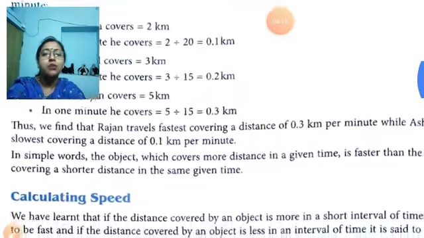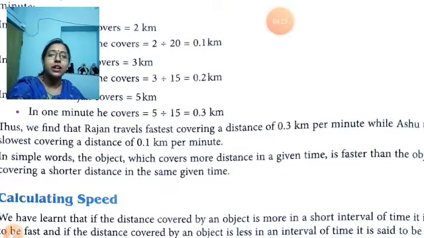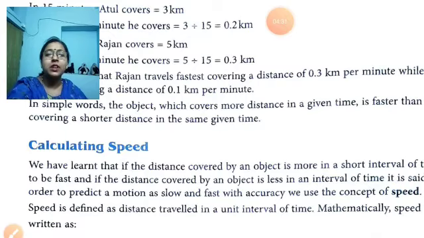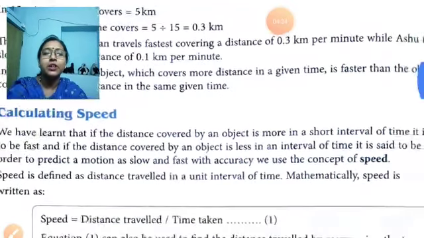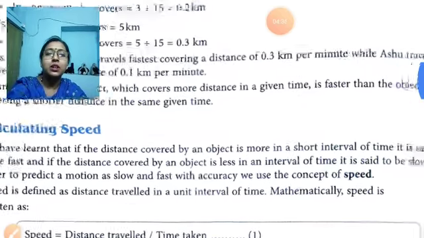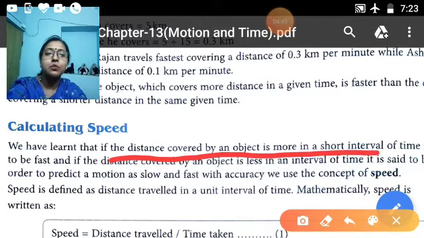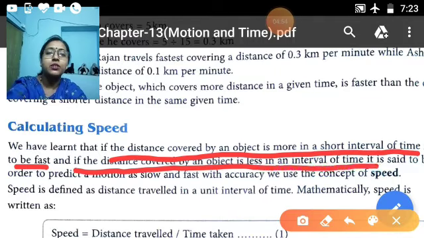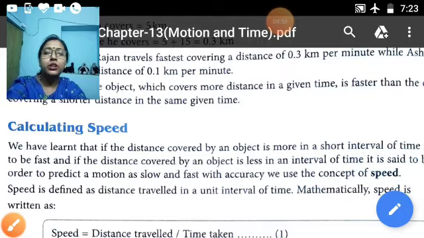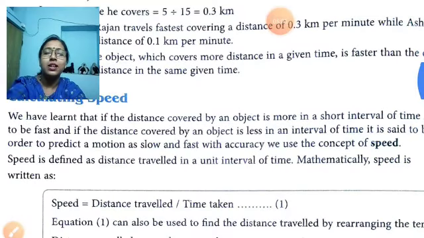So in simple words, the object which covers more distance in a given time is faster than the object covering a shorter distance in the same given time. Now how will we calculate the speed? We have learned that if the distance covered by an object is more in a short interval of time, it is said to be fast. And if the distance covered by an object is less in an interval of time, it is said to be slow. So underline this line. In this way we predict a motion as slow or fast with accuracy.